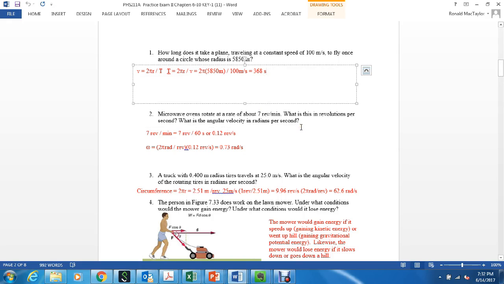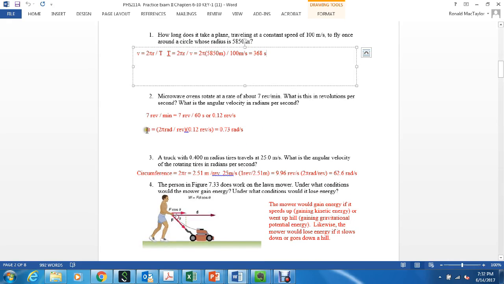All right. Microwave ovens rotate at a rate of about 7 revolutions per minute. What is this in revolutions per second? What is the angular velocity in radians per second? So just more conversions. If you have revolutions per minute, there's 60 seconds in a minute. So we wind up with 0.12 revolutions per second. This is kind of hard to show when I type out the answers like this, but 7 revolutions per minute, and then you put in parentheses next to that to convert minutes to seconds. There's 60 seconds in a minute. So that's how you do that.